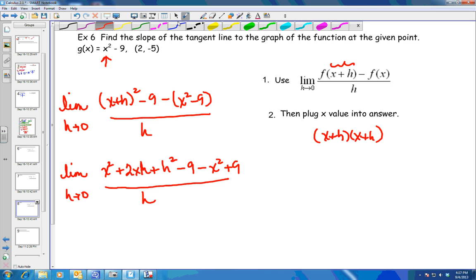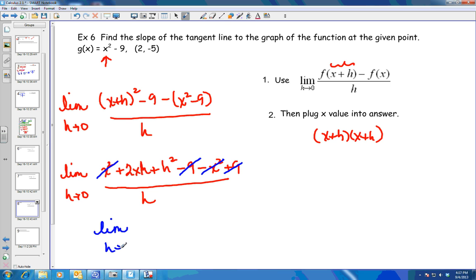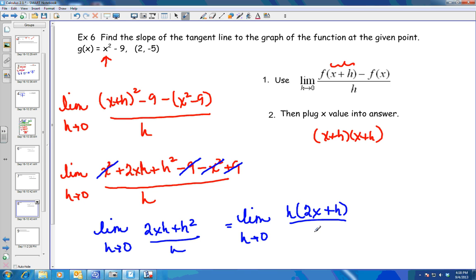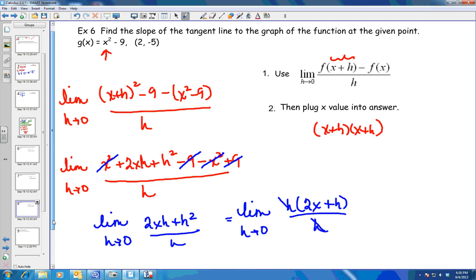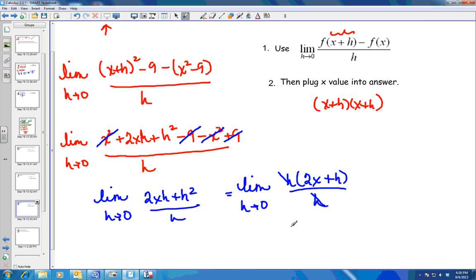Now hopefully if we did it right, some things are going to cancel. I have an x squared and a negative x squared. I have a negative 9 and a positive 9. So now I have the limit as h approaches 0 of 2xh plus h squared over h. I'm going to write it over here. The limit as h approaches 0, I can factor out an h and have 2x plus h over h. So now these h's will cancel, and now I can use direct substitution. Okay, when I substitute 0 in for my h, I get 2x.